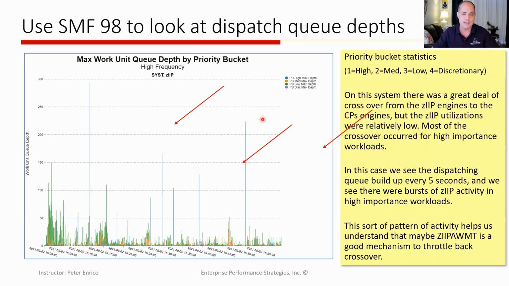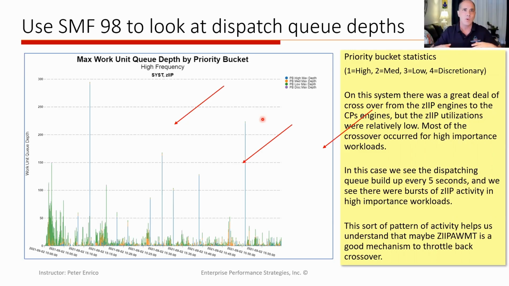But now what we're looking at is the same sort of measurement, but on a 2-second basis, or 5-second basis. In this particular case, what we're looking at is the queue depth, but also the queue depth by bucket. What happens is that the work is going to be assigned a CPU dispatching priority. So high CPU dispatching priorities are at the front of the queue, low CPU dispatching priorities at the back of the queue, and then there's the middle of the queue, of course. The measurements divide these dispatching priorities up into high, medium, low type buckets and discretionary.